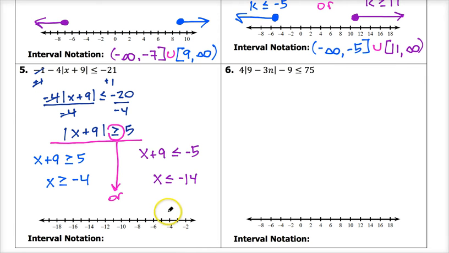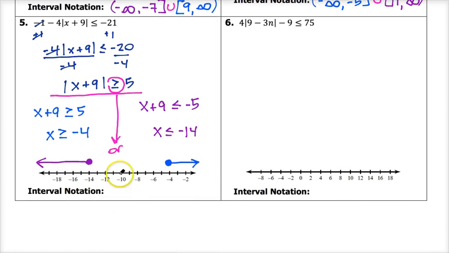So I'll have a closed dot on -4. My shading will go to the right, and another closed dot on -14. My shading there will go to the left. The interval notation will look like this. And we're using, again, brackets for both the -14 and the -4.